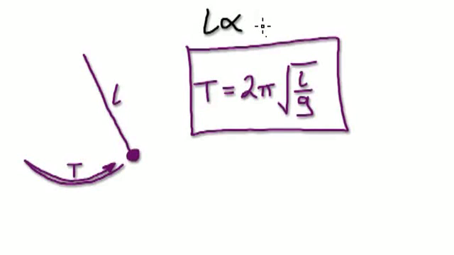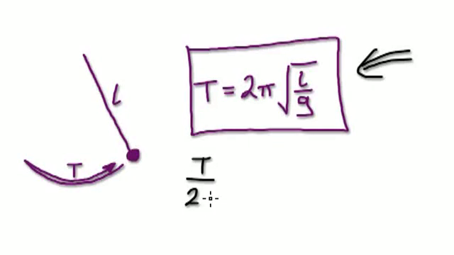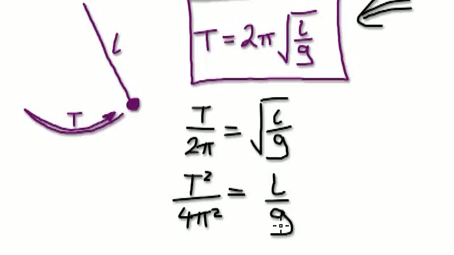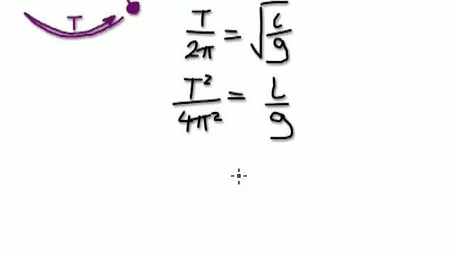Well, we want to get to something like this, something involving t. We want the length, so rearrange this formula so that you make L the subject. Divide both sides by 2 pi, so t over 2 pi equals root L over G. Now square both sides, so it will be t squared over 4 pi squared equals L over G. And now times both sides by G.